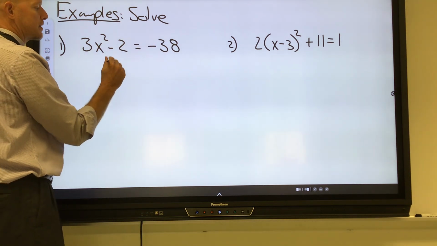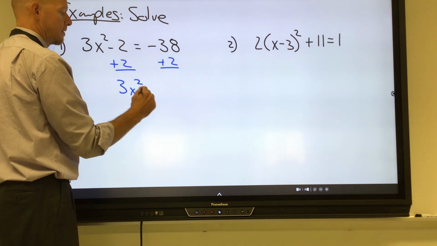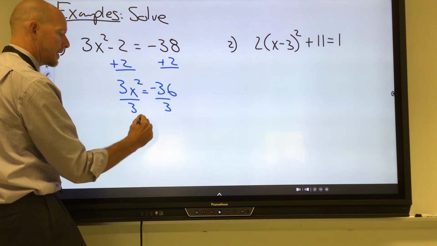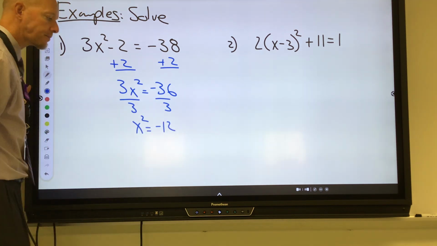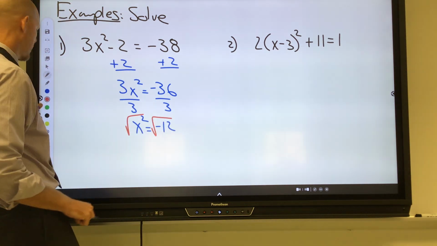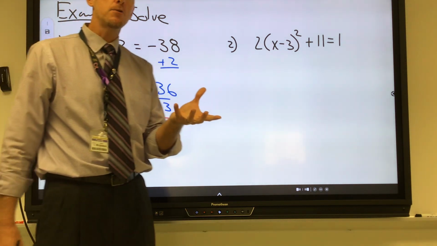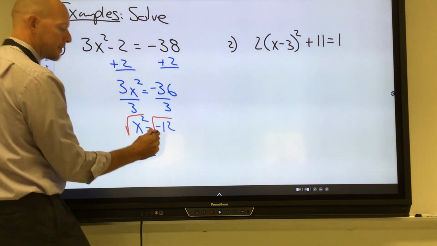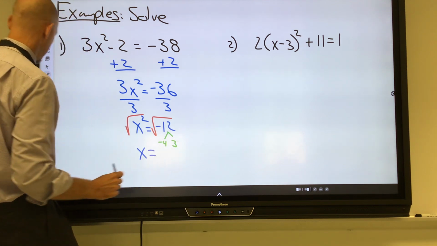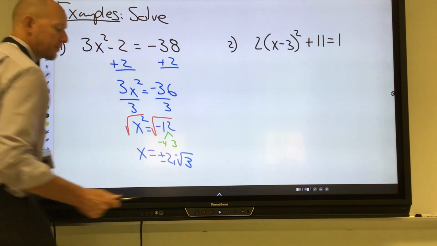In the first example, it's pretty basic. I'm going to add 2 to both sides. I'm going to divide by 3. And now I get x squared equals negative 12. So again, I think we can tell that we're going to end up with an imaginary, because I'm going to be taking the square root of a negative. But in this case, instead of the value being a perfect square, I'd have to separate this into negative 4 and 3, which would result in plus or minus 2i square root of 3.